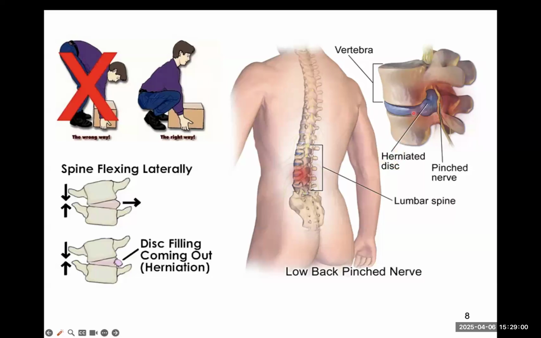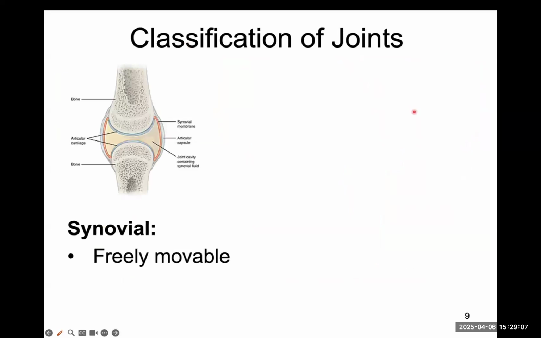So this is an example of a cartilaginous joint, which is a structural category, and then this falls under amphiarthrosis. The next category is going to be something called synovial. This one I'm going to start a new video on.